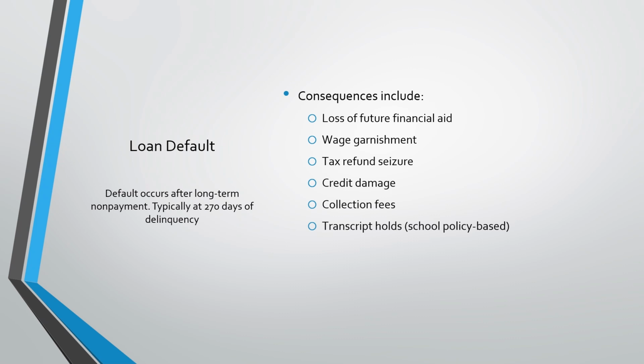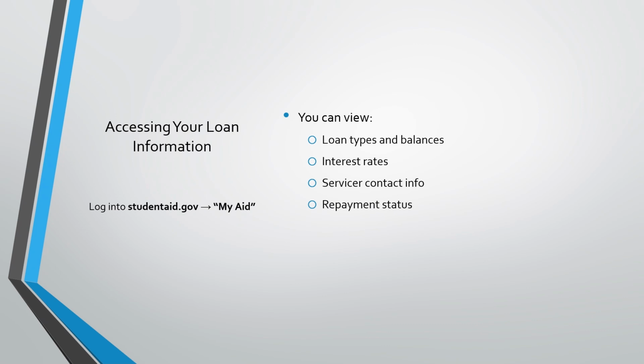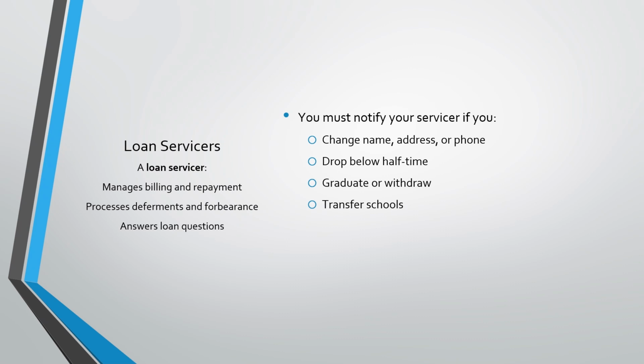You can view loan balances, interest rates, repayment status, and servicer information by logging into studentaid.gov and selecting My Aid. Your loan servicer manages billing and repayment. You must notify your servicer if you change your contact information, enrollment status, or school.